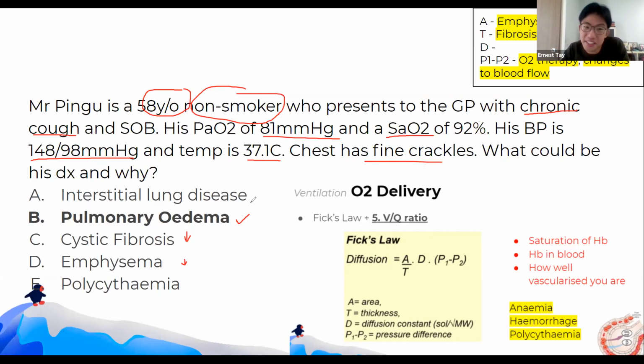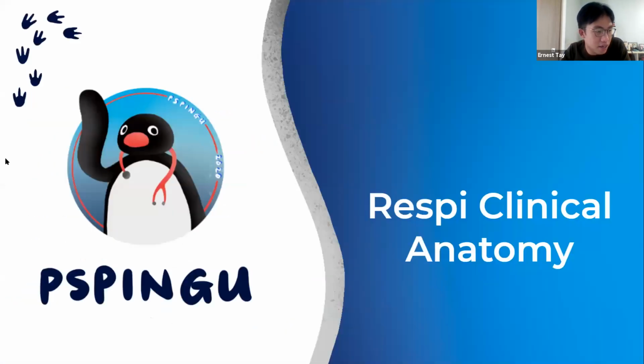Interstitial lung disease, probably not. Polycythemia is not present anywhere in the stem, so that's very unlikely. Okay, so hope that makes a lot more sense to you. And right, RJ, do you want to take it away?